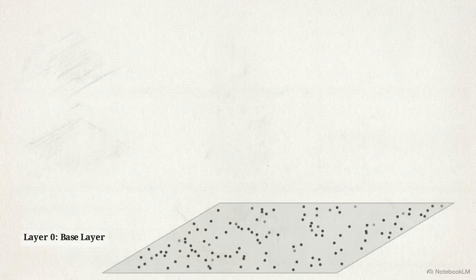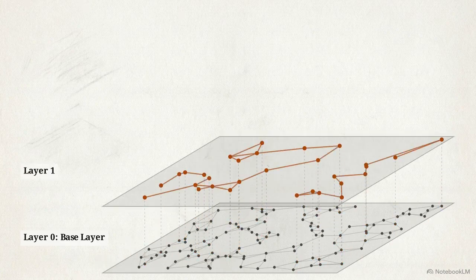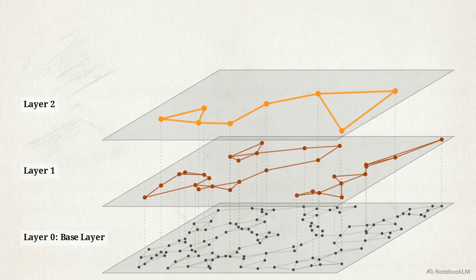We start with base layer 0, which contains the complete proximity graph of every vector in the database. To create layer 1, the algorithm probabilistically selects a small percentage of nodes from the base layer to promote upward. Because there are fewer nodes here, the connections between them stretch across vastly larger distances in the vector space. This stacking continues, with each new layer containing a fraction of the nodes from the layer below.